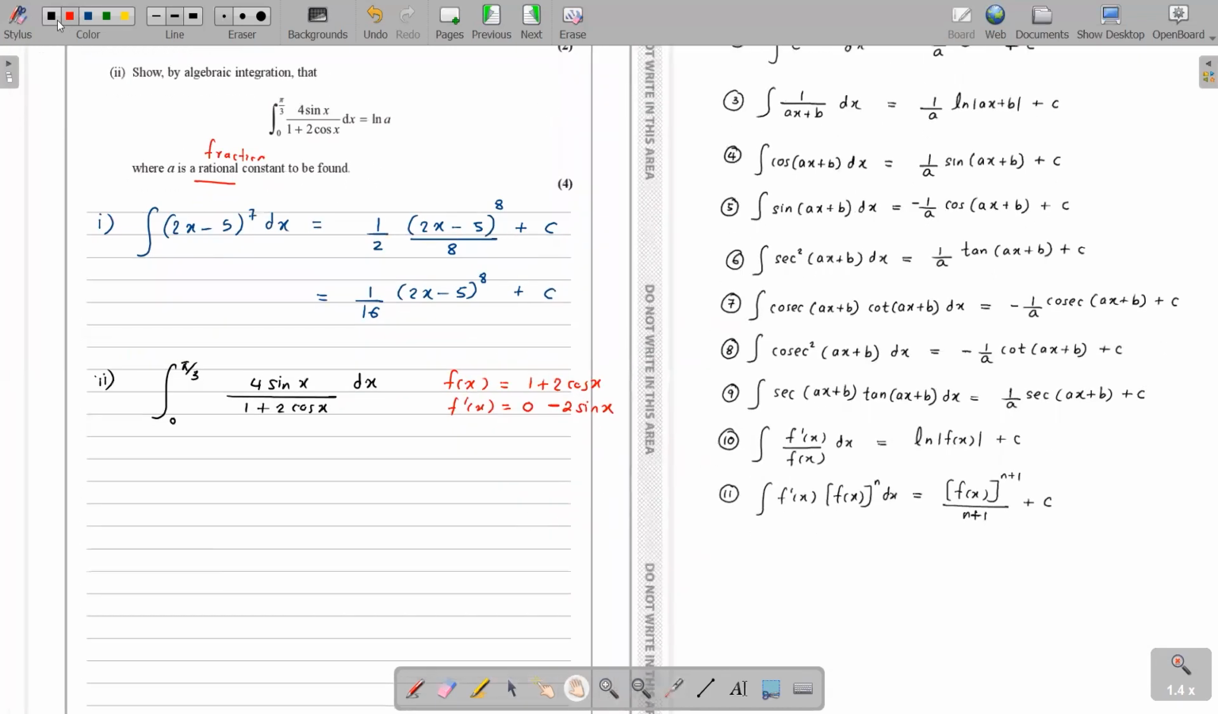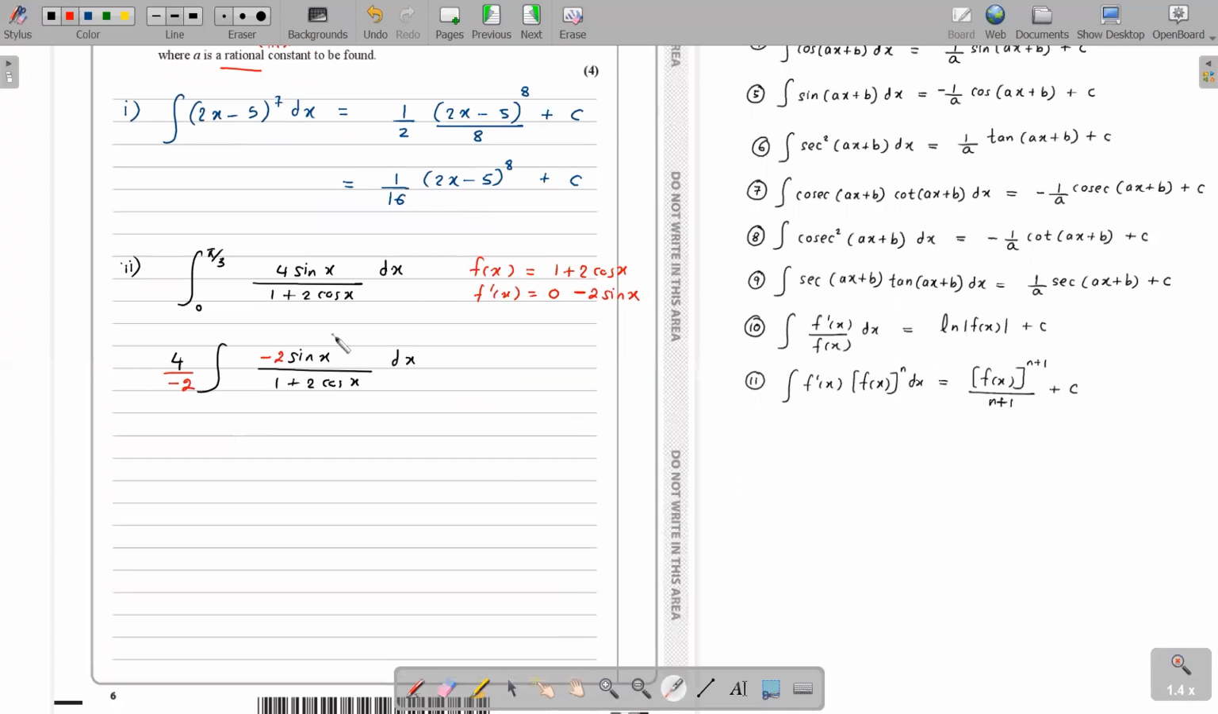What we could do is break the 4 as 2 times 2 if you want, or else you can completely take the 4 out like this. Then you have just sin x over 1 plus 2 cos x. Now your f dash x needs to be minus 2 sin x, so you multiply this with a minus 2, and to cancel out that effect, divide by a minus 2 outside. So inside the integration I put a minus 2, and outside I put a minus half. In that case, I don't make any change to my sum.